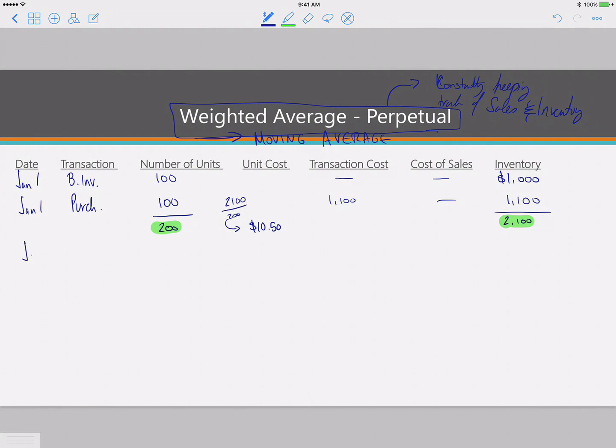So January 5th, we had a sale. So this was 150 units, so we'll put that in brackets. And this was going to be times 10.50, which is our average cost, right? So we calculated that before. So 150 times 10.50 gives us 1,575. That's the transaction cost. So where does this go? This goes into our cost of goods sold.